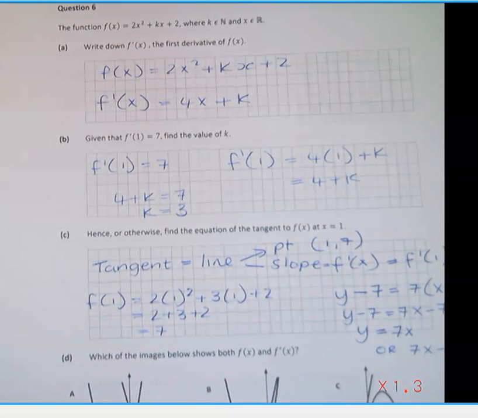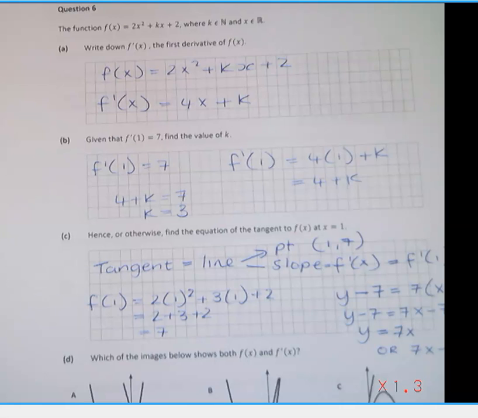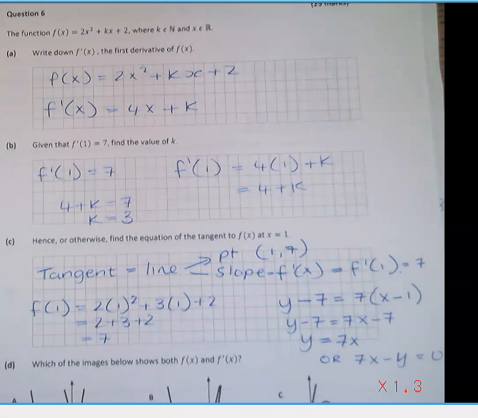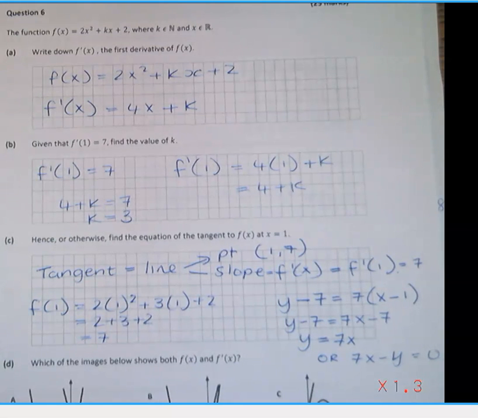Third part says hence or otherwise find the equation of a tangent. A tangent is a line. To find the equation of a line you need a point and you need a slope. For our point we want it at x equals 1. So if you plug 1 into the original you get the value of 7 out. So your point is 1, 7. Okay. Your slope means differentiated. So you want f dash of x at 1, right? In the question above, it had told us that that was 7. So that means we have our slope being 7, we have our point being 1, 7.